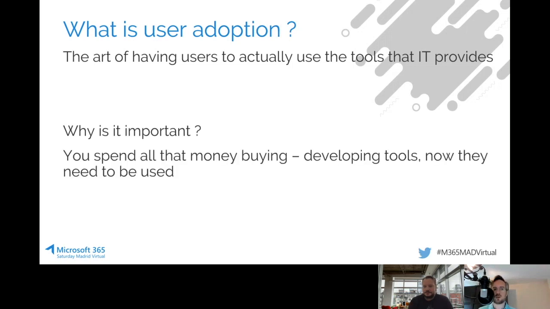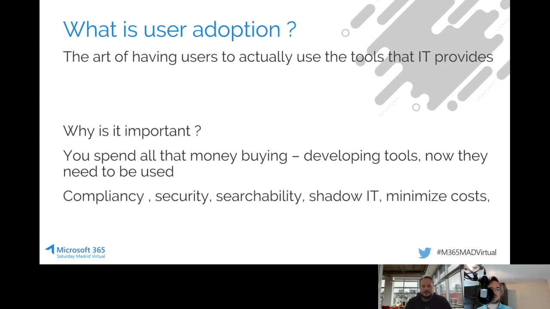So why is that important? Because we just spend all that money buying or developing a tool, and if people are not using it, then all that money is just wasted, of course. So it's all about your shadow IT, because if we propose tool A and everyone is using tool B, that's not going to help us at all. We want to minimize our cost, but also we want to be compliant. We want to have security. We want to have searchability. If everyone is using something else, then we can't find our stuff anymore. So there are a lot of really good reasons on why you want to have proper user adoption in your organization when you're rolling out your tools.